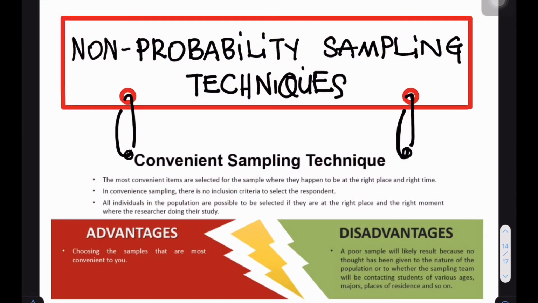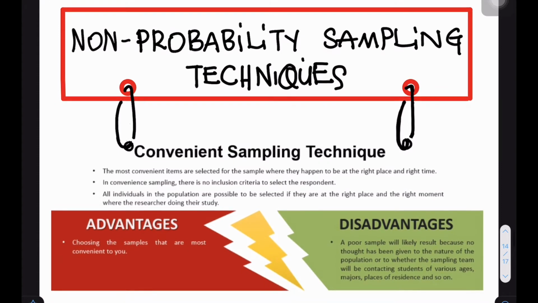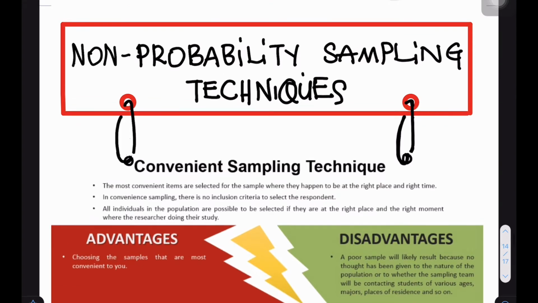Okay, now kita nak move kepada non-probability sampling technique. So, non-probability sampling technique ni dia berbeza dengan probability sampling technique tadi. Untuk probability sampling technique, kita mesti kena ada sampling frame, di mana sampling frame itu adalah the list of all population members. Okay, kena ada semua list of all population members, sebab semua members have equal chance of probability to be selected as a sample.